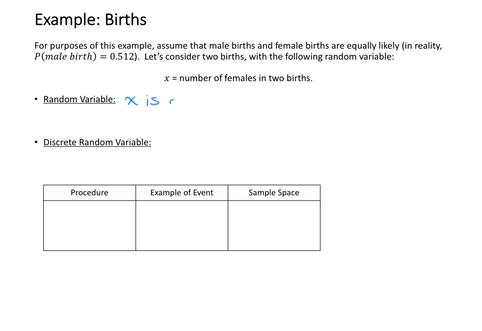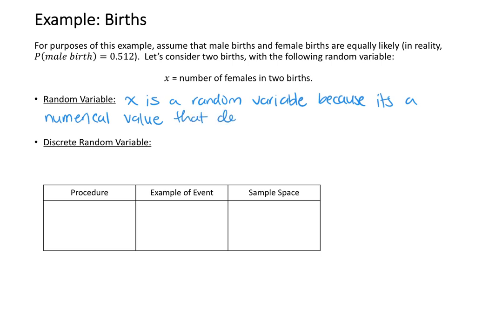The reason why it is a random variable, so I'll write down here, is a random variable, is because it's a numerical value that depends on chance, okay? So the number of females that you get in two births, it's going to be a numerical value, and whatever number it is, it also is completely up to chance, okay?